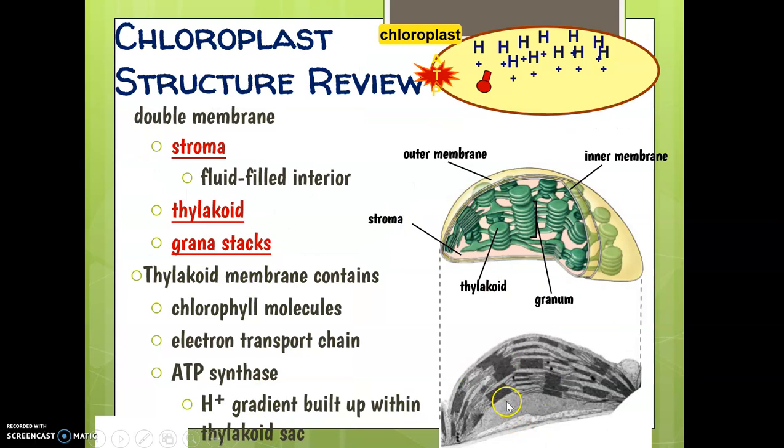So, we briefly talked about chloroplast structure when we were going over plant and animal cells. So this is your chloroplast. I said all these little pancake looking things are called thylakoids. Now, the parts that connect all of the thylakoids are called granum, and then the stroma is the actual membrane that it sits on. Now, the thylakoid membrane contains chlorophyll molecules. Chlorophyll is what helps make the plant green.